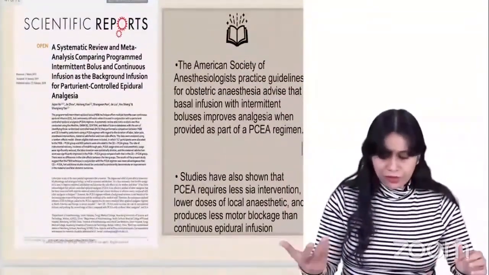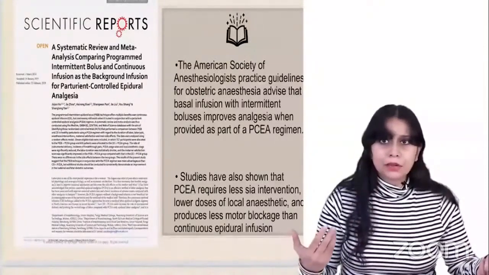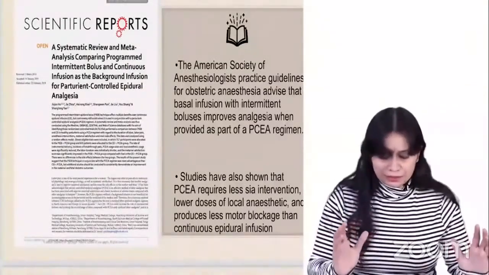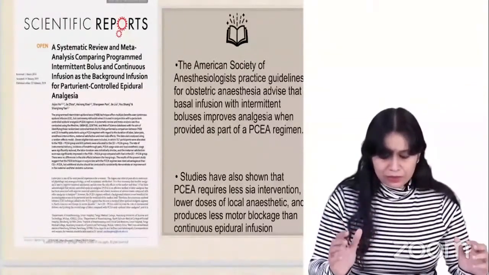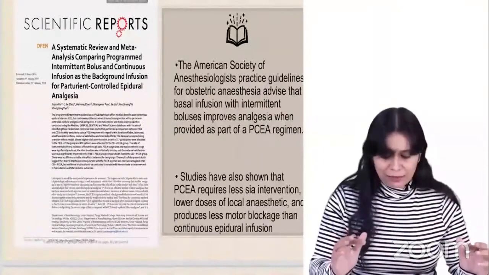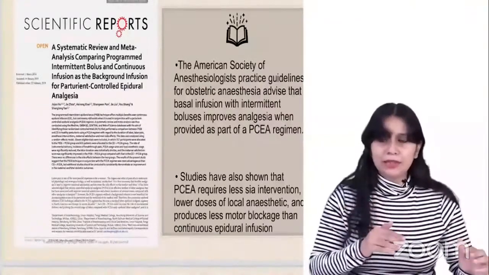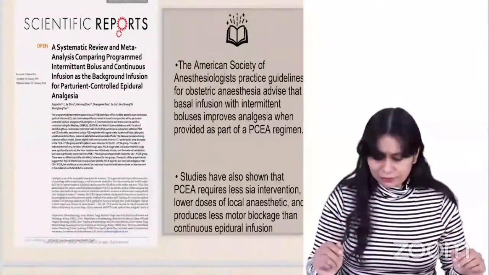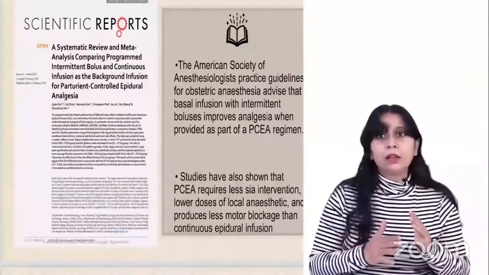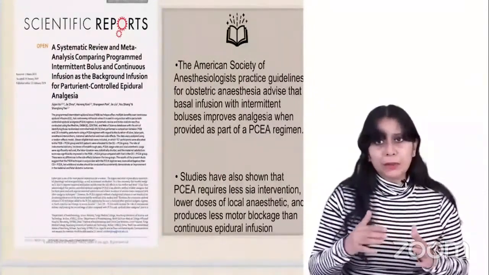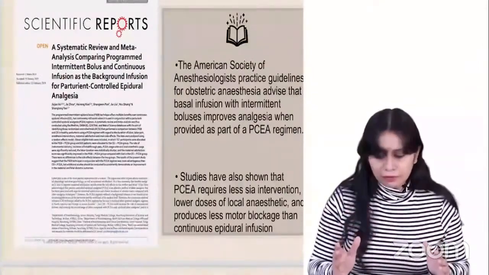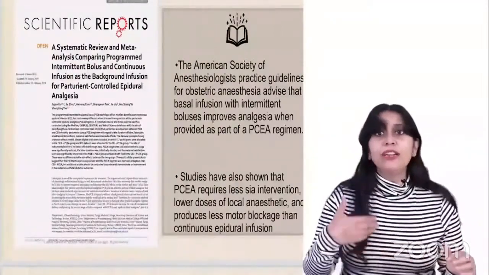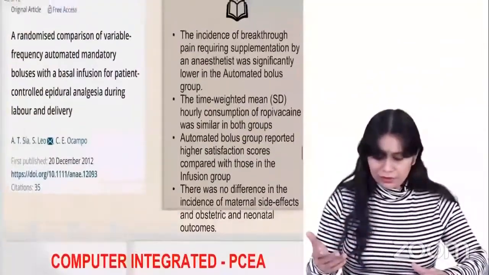So, a study published in 2019 compared the programmed intermittent bolus and continuous infusion as the background infusion for patient control epidural analgesia, either a continuous baseline infusion or a programmed intermittent bolus. What did they say? That patient control epidural analgesia is always better for patient satisfaction. But instead of baseline infusion, go for intermittent boluses.